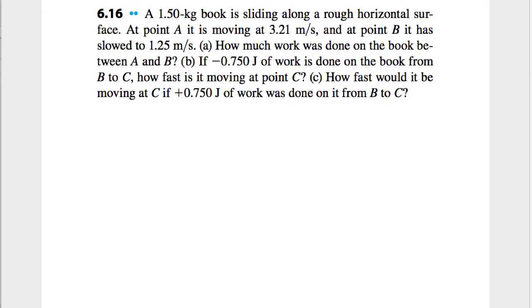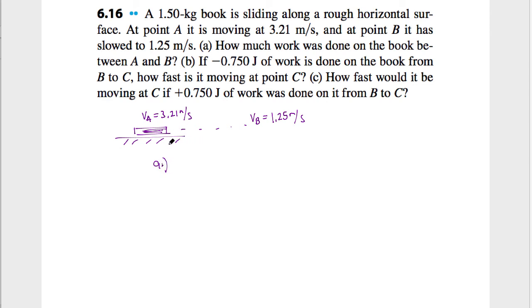For question 616, we have a 1.5 kilogram book sliding along a rough horizontal surface. So here's my book. It has some pages. And it is on a surface. At point A, so VA, it is moving at 3.21 meters per second. And then at point B, sometime later, it has slowed to 1.25 meters per second. So A asks us how much work was done on the book between A and B.